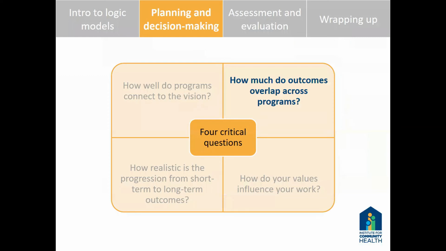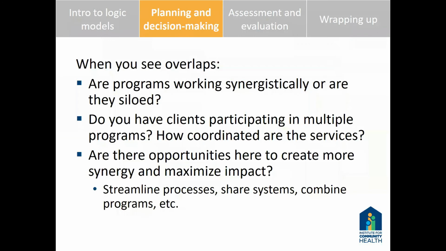So the second question is to think about how much outcomes overlap across the different programs that you're offering. So this is really looking at, if you have multiple programs, are they connecting to the vision through different pathways or mostly the same pathway? And either of those could be okay. It's just a matter of thinking about what that means for your organization.